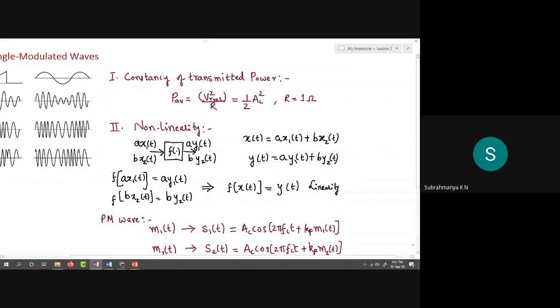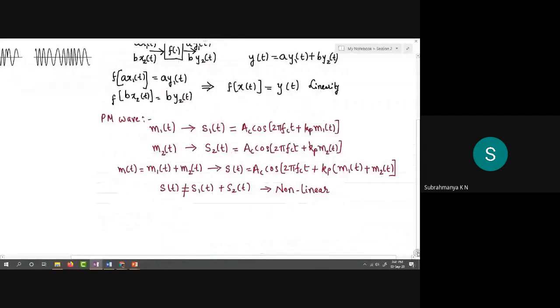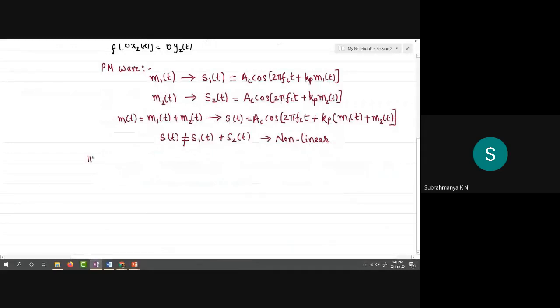If there is no question, I can move ahead with the third property. The third property is about irregularities. So this is one of the interesting properties of angle modulated waves. There is an irregularity of zero crossings.